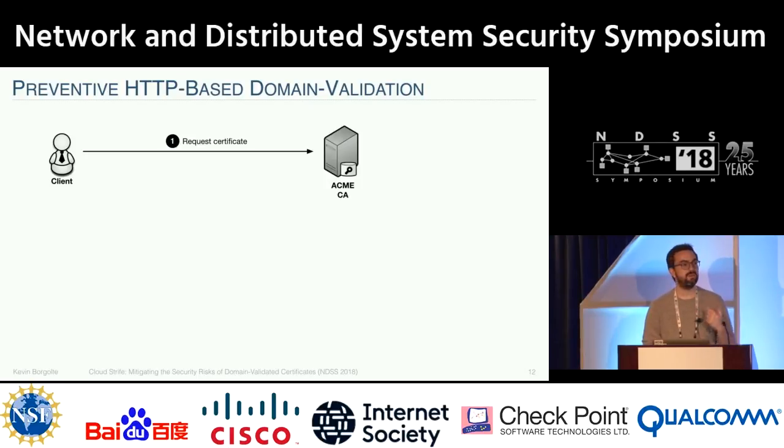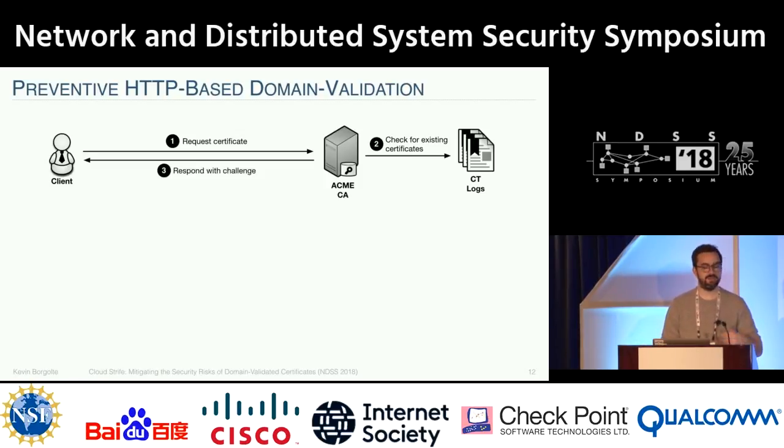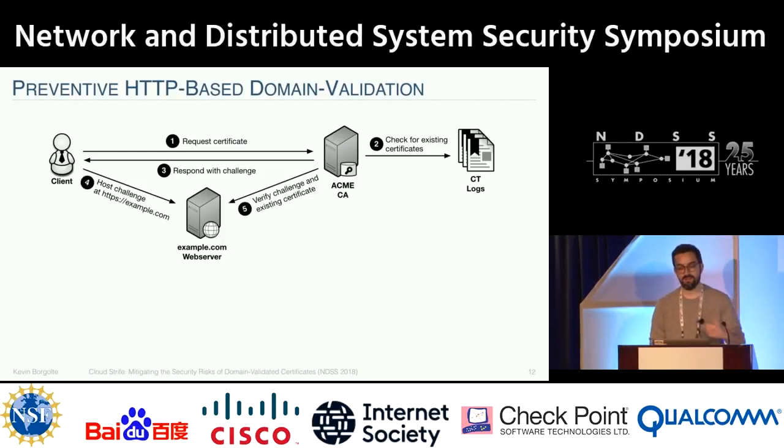But now, rather than immediately returning it like, here's the challenge, the certificate authority is first checking, OK, does a previous certificate exist for this domain that is currently still valid? And based on that knowledge, it then might respond with a different challenge. But assuming that there is a previous certificate, then now it responds with a challenge, hey, you need to host this at the HTTPS URL rather than straight HTTP. You as a client simply host it there, and the certificate authority then later verifies it.